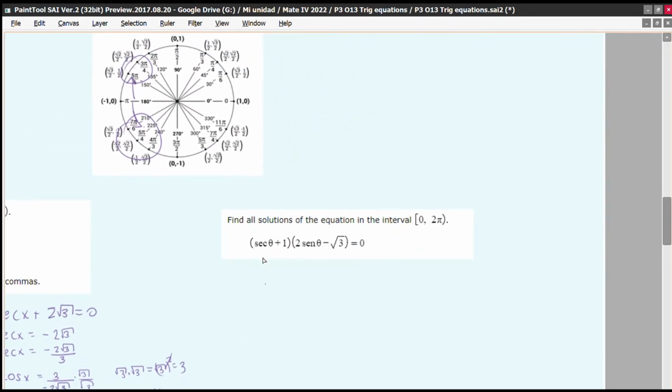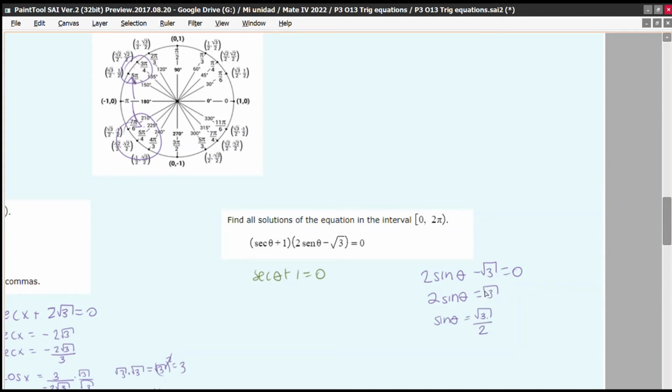So I have 2 factors. Secant of theta minus 1 equals 0, and 2 sine of theta minus square root of 3 equals 0. So I'm going to start with this one. If I solve for sine, sine of theta equals the square root of 3, and then I divide my entire equation by 2 to get the square root of 3 over 2.